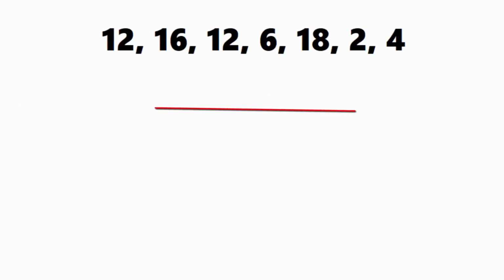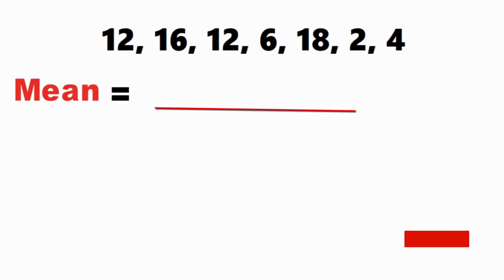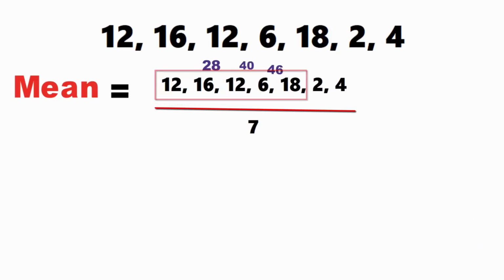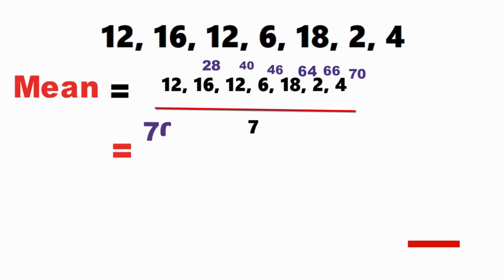Okay, 12 plus 16 equals 28, 28 plus 12 equals 40, 40 plus 6 is 46, 46 plus 18 is 64, 64 plus 2 is 66, 66 plus 4 is 70. So the mean equals 70 divided by 7, that gives us 10. So the mean of these 7 numbers is 10.